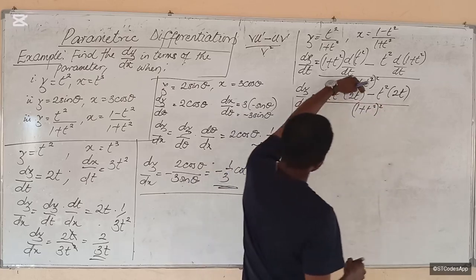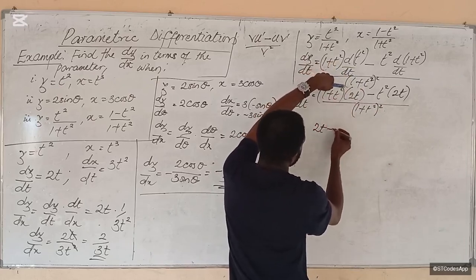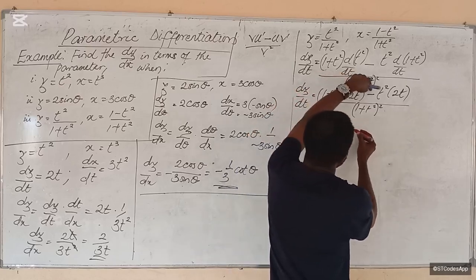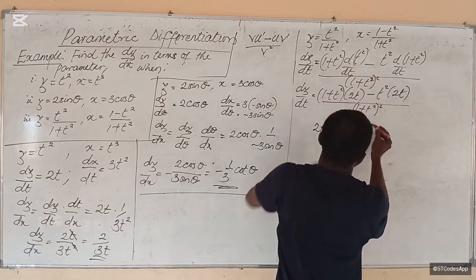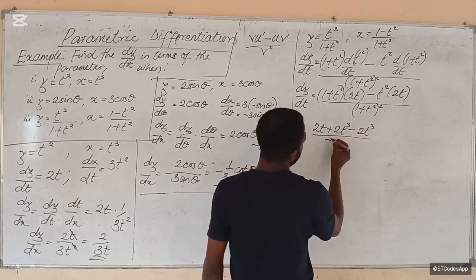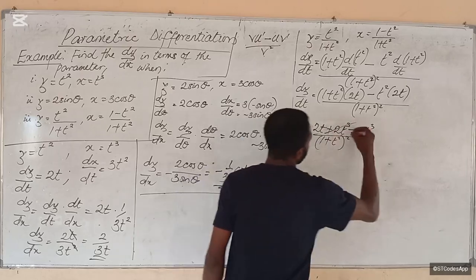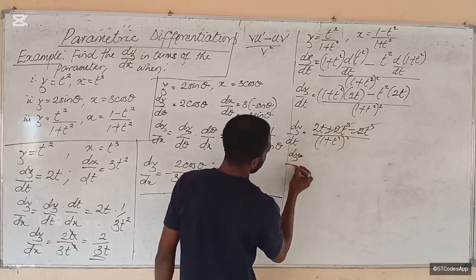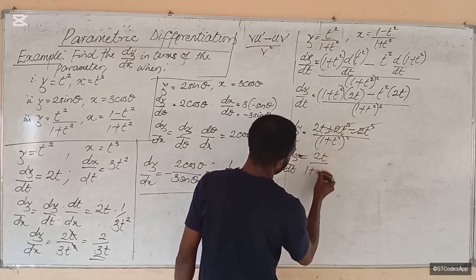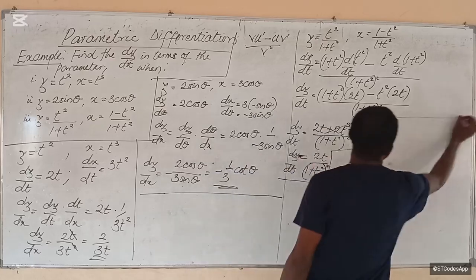So by the time we multiply this, we're going to get 2t multiplied by this will give us 2t plus 2t cubed, then minus 2t cubed, all over 1 plus t squared all squared. So this takes care of this, and dy/dt will be equal to 2t over 1 plus t squared all squared. Okay, so let's hold this.